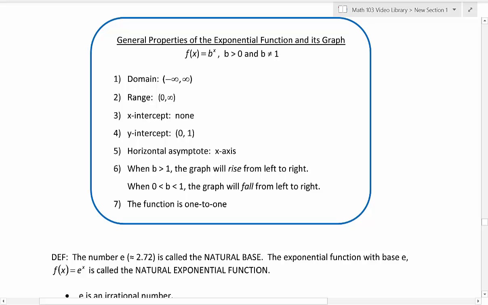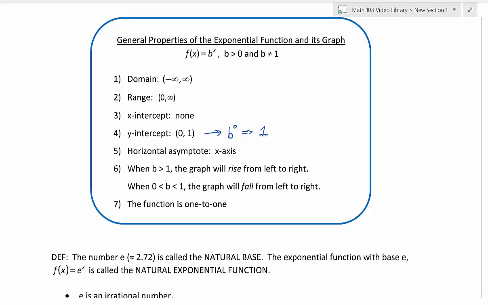All exponential functions do have a y-intercept of 0, 1. Again, this should make sense to us since we're taking our base and raising it to the 0 power. We have an exponent rule that says anything raised to the 0 power is equal to 1. That's how we get the y-intercept of 0, 1.